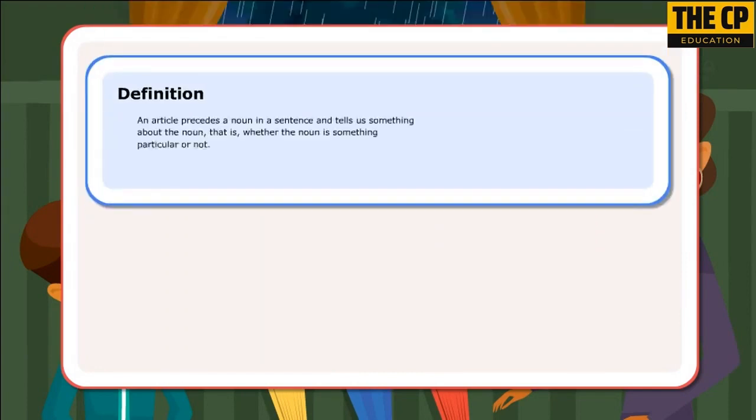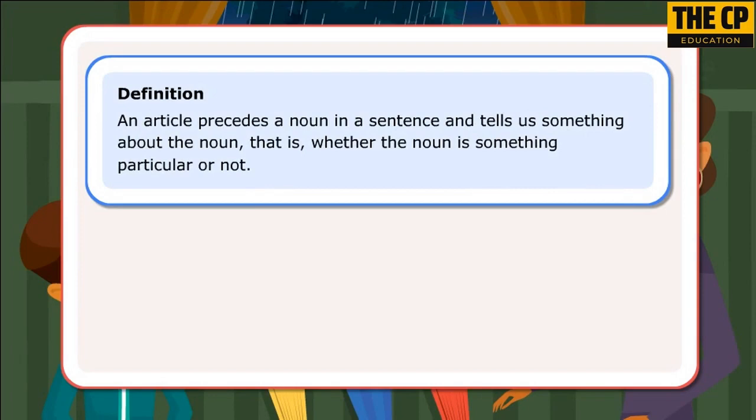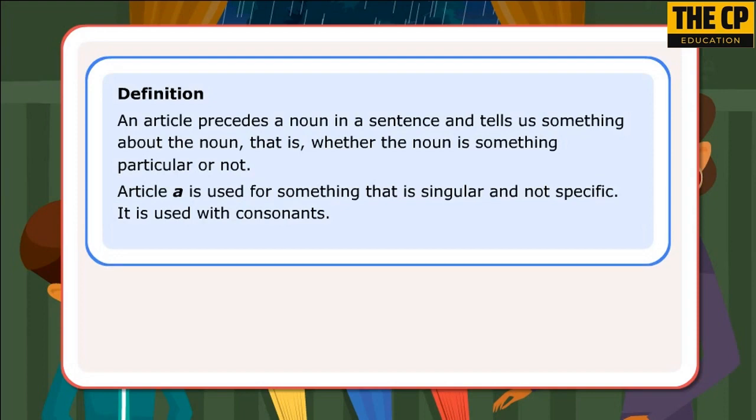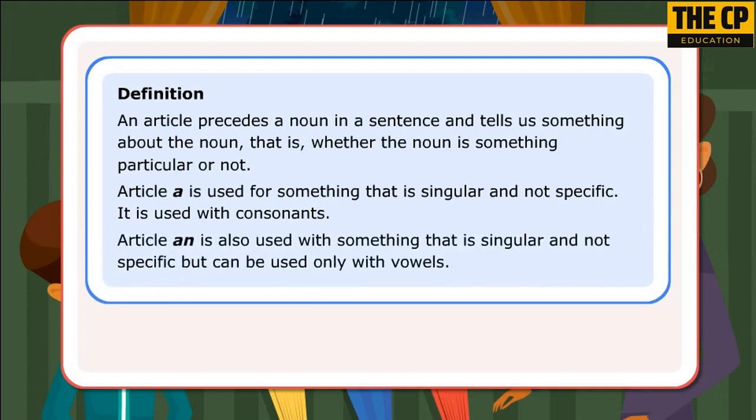Definition: an article precedes a noun in a sentence and tells us something about the noun, that is, whether the noun is something particular or not. Article A is used for something that is singular and not specific. It is used with consonants. Article an is also used with something that is singular and not specific, but can be used only with vowels.